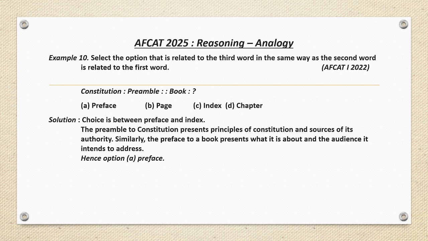Now what is the correct option here? Great. Now preamble, what is preamble? Preamble, it presents the principles and the sources of its authority. Okay, अभी सेम वे किताब में भी वो ऑथर लिखता है ना, मैंने ये सोच के ये लिखा, मैंने ऐसा किया, इसलिए ये किताब लिख रहा हूँ, right? So this is what a preface to a book presents: what it is about and the audience it intends to address, right? So the correct option is preface.